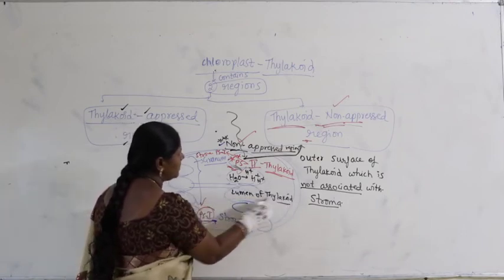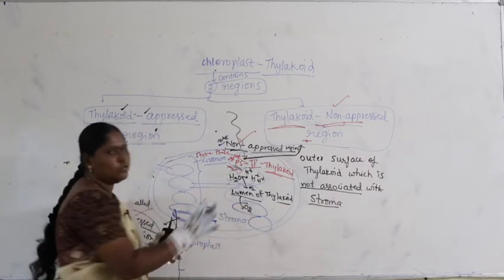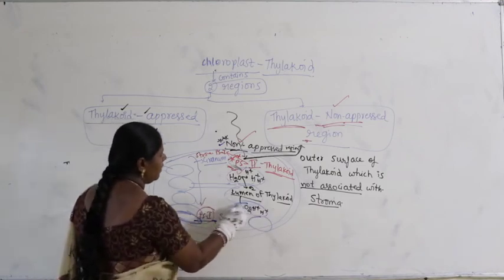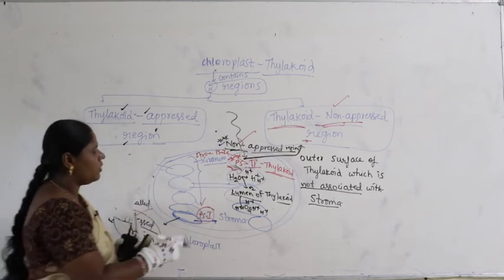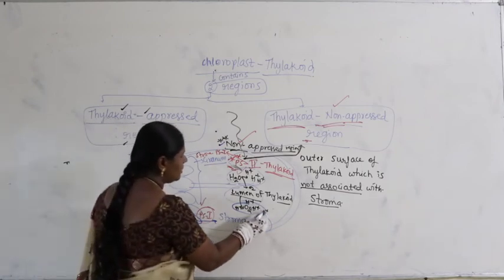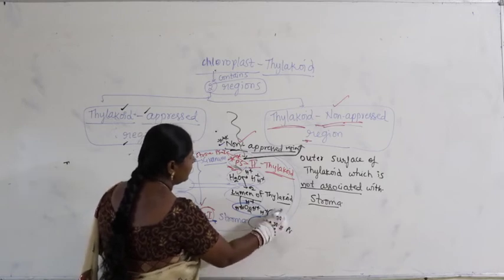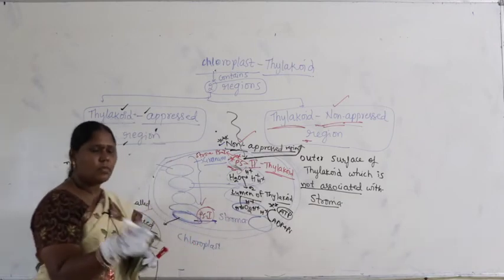What are the points we discussed? Oxygen is released in the lumen of the thylakoid. So in the lumen of the thylakoid, what do you find? Protons are there. Now, these protons are involved in what? These protons convert ADP to ATP. Yes or no?